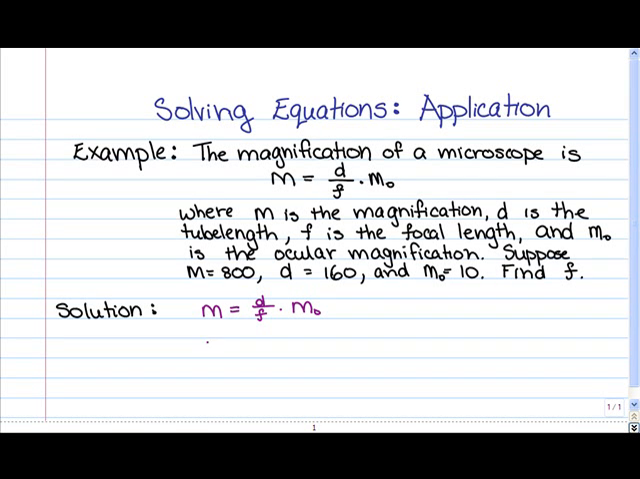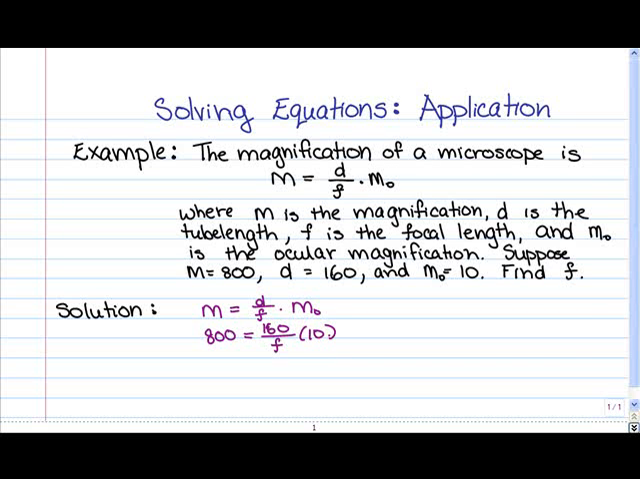So let's go ahead and substitute the numbers in. We're going to replace m with 800, so that's the magnification. The tube length d is given to be 160. f is our unknown, so we're going to leave it as is in the denominator, and m naught, the ocular magnification, is 10. So now f is in the denominator, so we can multiply both sides by f, and simultaneously we can also divide both sides by 800. This will give us f alone on the left-hand side.